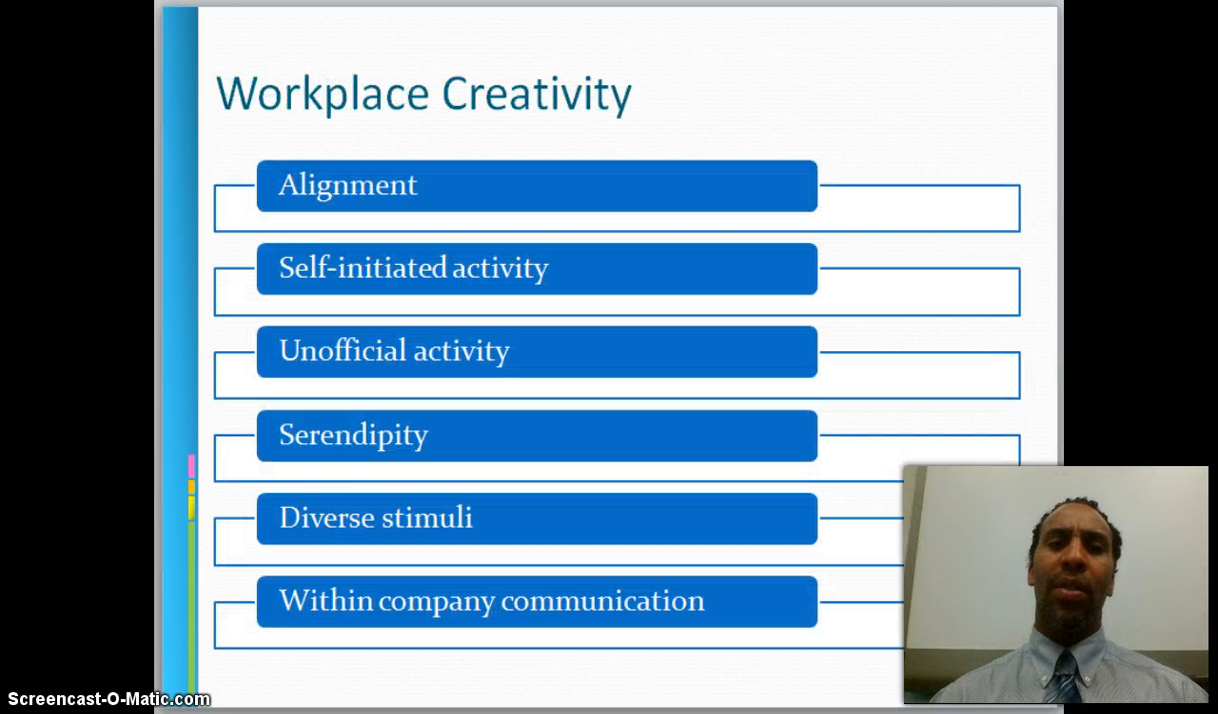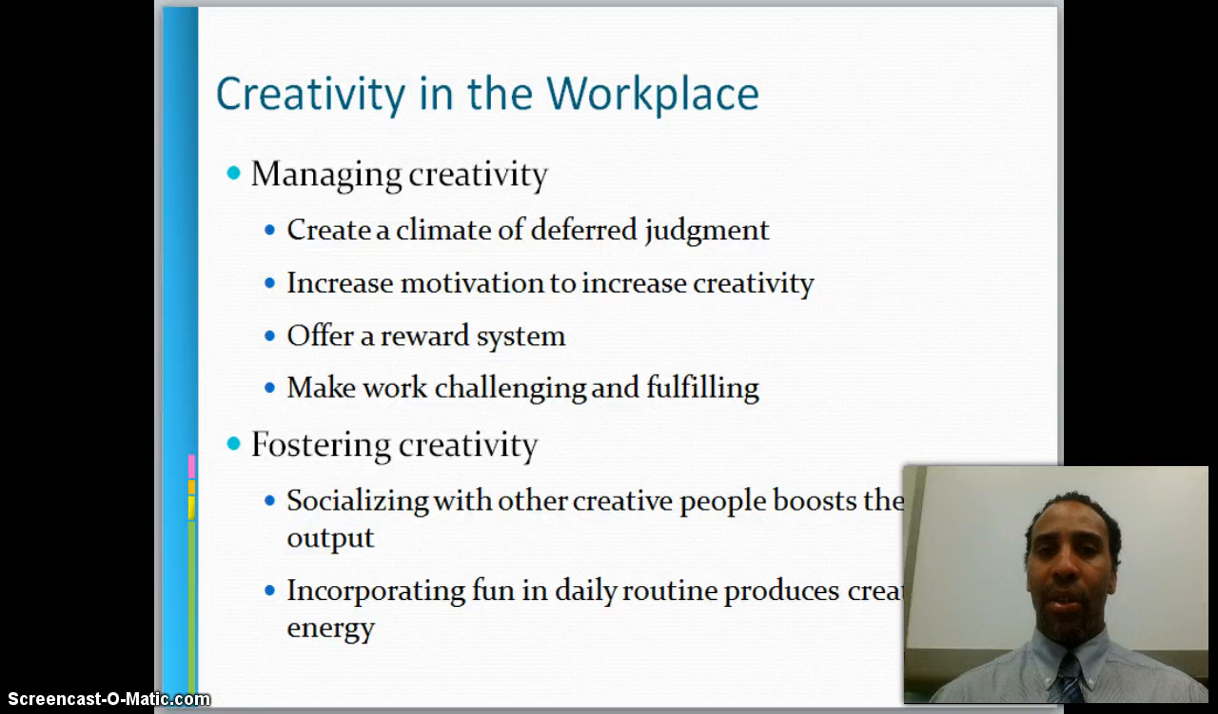So, workplace creativity. You have to have alignment, self-initiated activity, unofficial activity, serendipity, diverse stimuli, and within-company communication. There are different ways to be creative within the workplace. Some may be directed by your manager. Some may be that you just step out on your own and say, "You know what, I'm going to do this." Or you request a project from your manager and say, "Nobody else is doing this. I want to step up and do it." That's a great way to keep a position and show that you're there for the long haul, as opposed to saying, "Hey, I got my work done. Let me just open up this handy dandy spreadsheet and pretend like I'm doing something for the next 3 hours." So, creativity in the workplace.